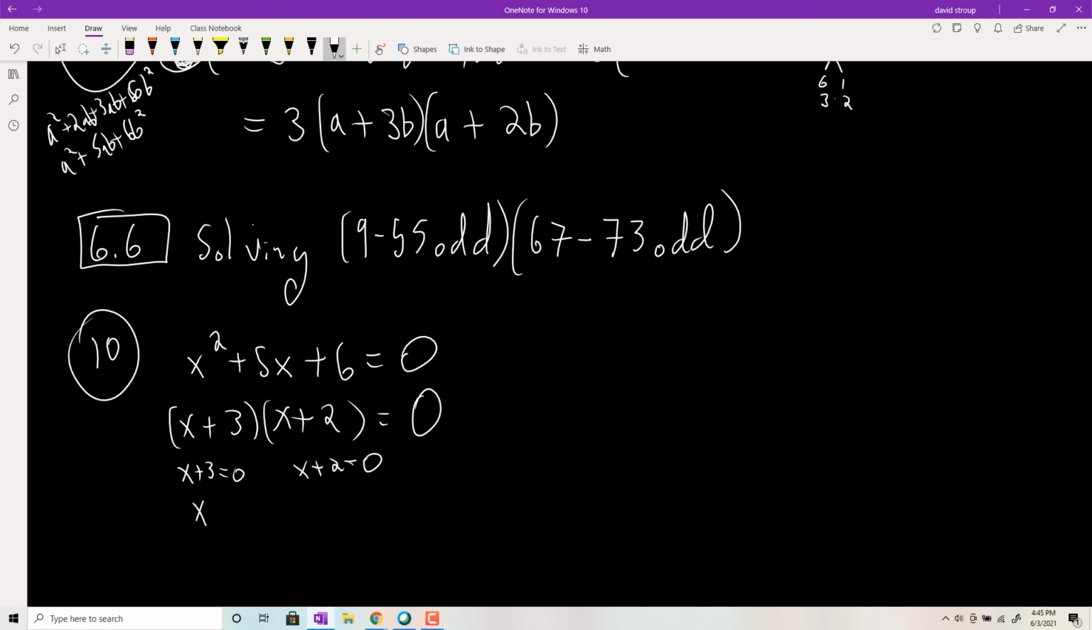Solve for x, so x is -3 or x is -2. Okay, you circle your answers. There they are. Okay, let's try another. 26.